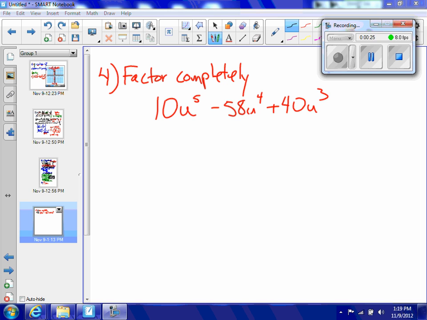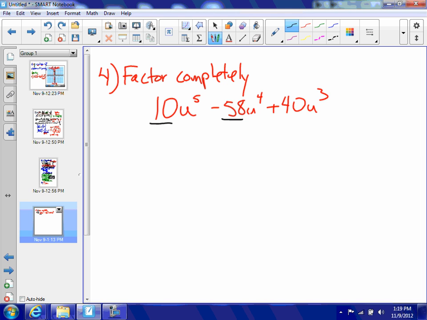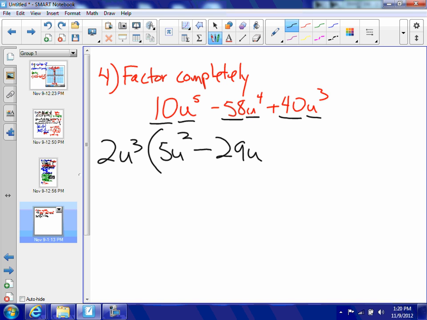Looking at this, I can see that 10, 58, and 40 are all divisible by 2. And I also can pull out a u cubed, because this is u to the 4th, and that's u to the 5th. So if I pull out 2u cubed, I am left with 5u squared minus 29u plus 20. A much more manageable trinomial.